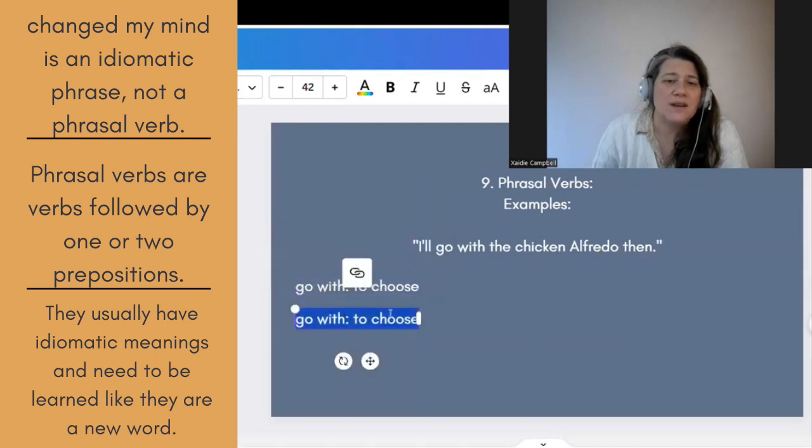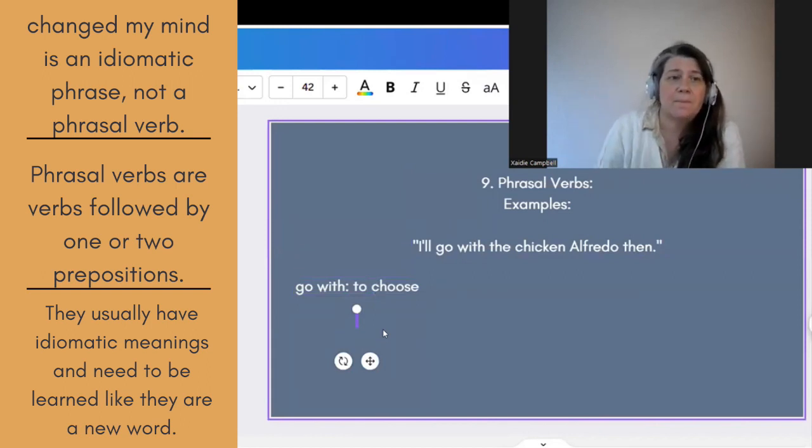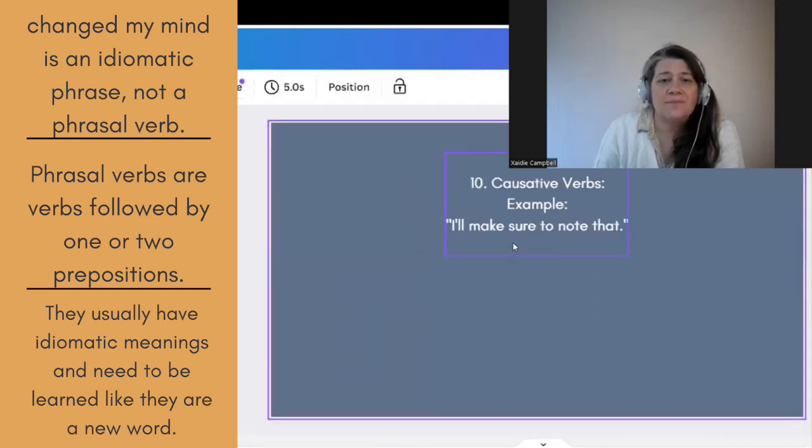What was the other one? We have a lot of them and we use them all the time, but they have idiomatic meanings. So it's best to learn them like they're new vocabulary words. The vocabulary word is not go, it's go with. Okay. Causative verbs. I'll make sure to note that.